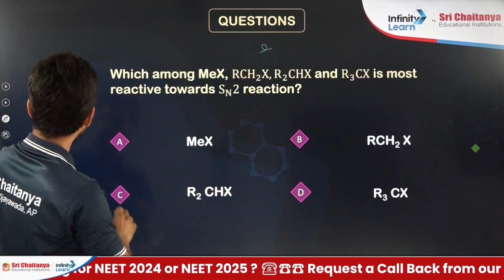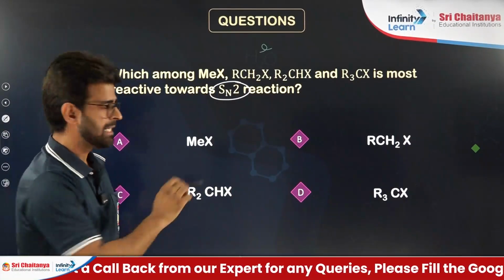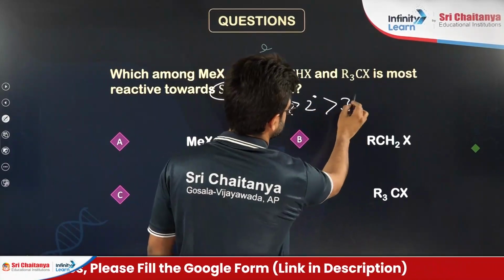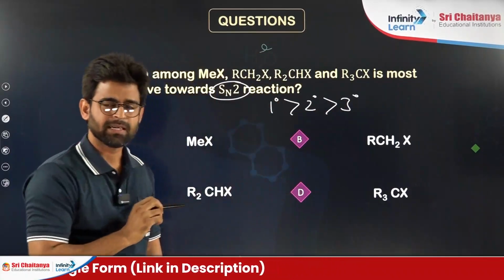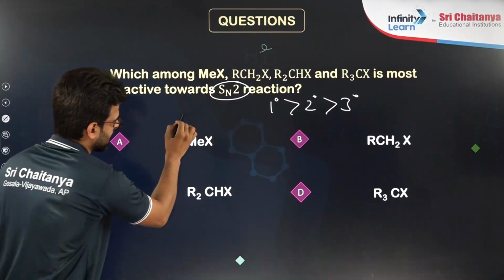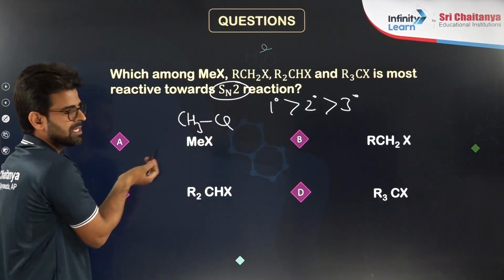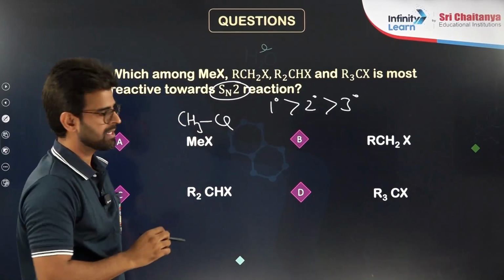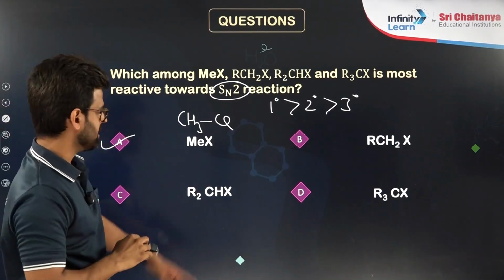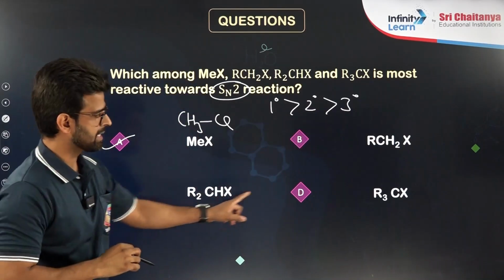Next one, as we discussed just a few minutes back, they are asking the reactivity for SN2. I told you just now, you can see the order was primary, secondary, tertiary because of the steric hindrance factor. Minimum the hindrance, more the reactivity, right? So we can see methyl halide has the minimum hindrance. Only 3 hydrogens are present, minimum hindrance. So yes, highly reactive. Even if I want to give the order here: most reactive, then primary, then secondary, then tertiary.